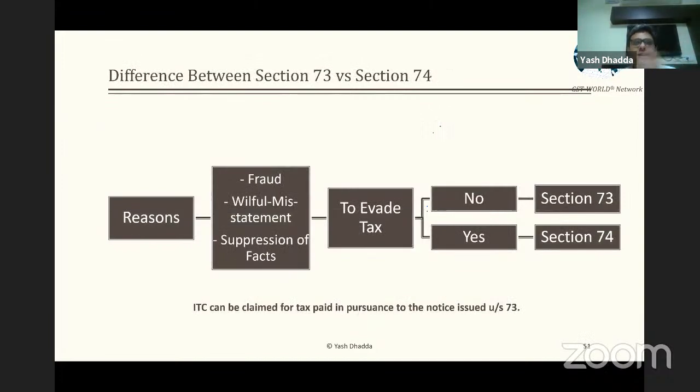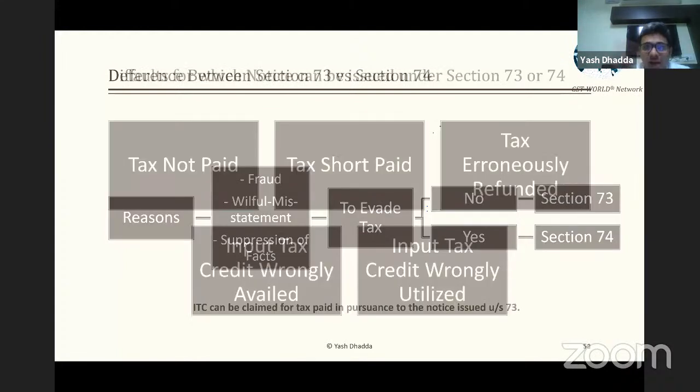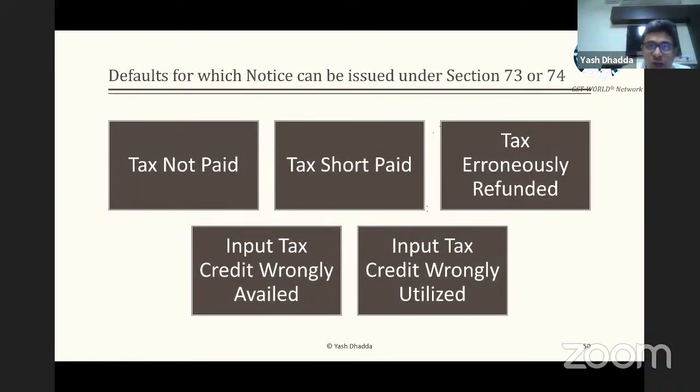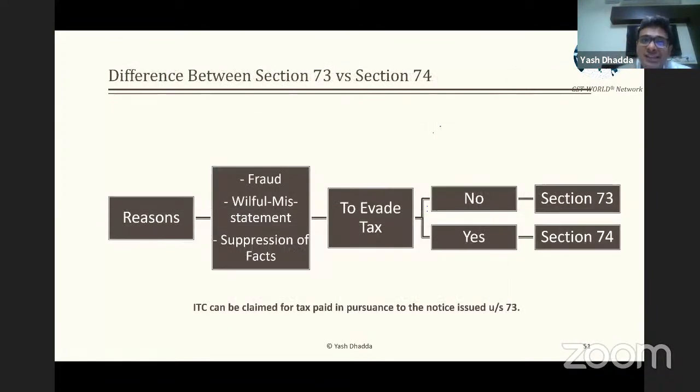The difference in 73-74, I'm sure all of us know, is जहां पर ये जो पांचों चीजें हैं, नॉट पेड, शॉर्ट पेड, एरोनियसली रिफंडेड, क्रेडिट रॉन्गली अवेल्ड और रॉन्गली यूटिलाइज्ड, जहां पर एलिगेशन है कि ये सब अपनी जानबूझ के करा सरकार को टैक्स इवेजन के लिए और सरकार का रेवेन्यू गार्नर करने के लिए. So where you had intention of these three things: fraud, willful misstatement and suppression of facts to evade tax. And interestingly, this evasion of tax, this word, it is linked with willful misstatement और सप्रेशन ऑफ फैक्ट्स. अगर ये तीन चीजें साथ में हैं, तो 74 में नोटिस होगा और प्रोसीडिंग 74 में होगी, अदरवाइज प्रोसीडिंग 73 में होगी.